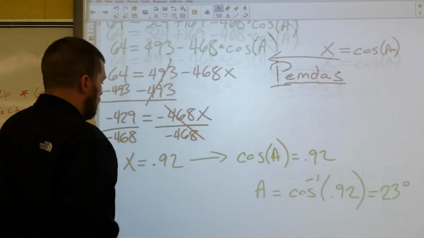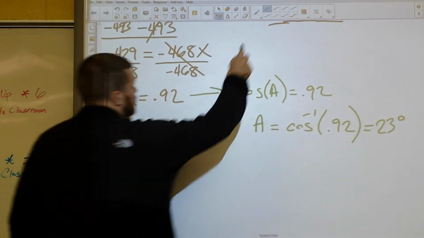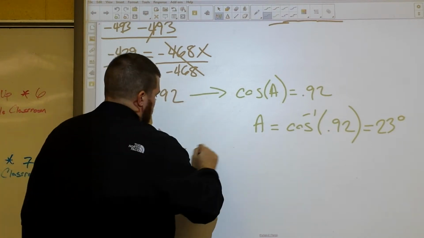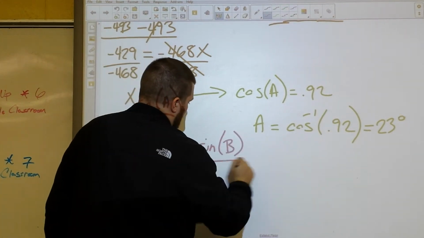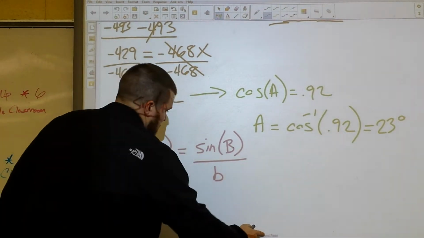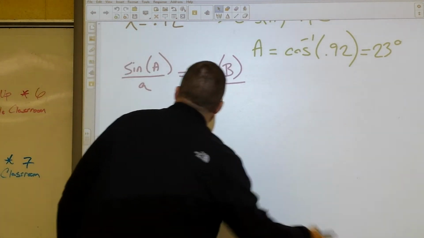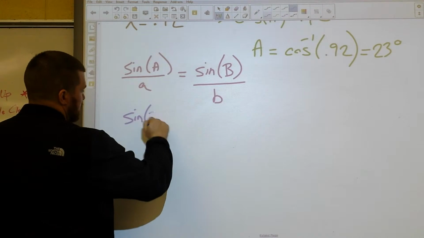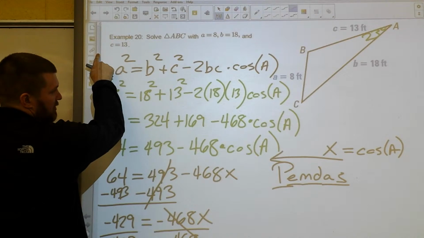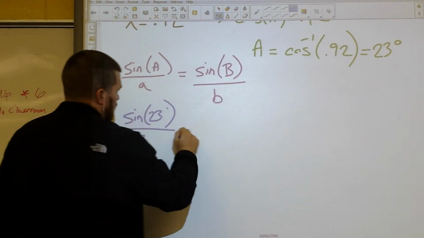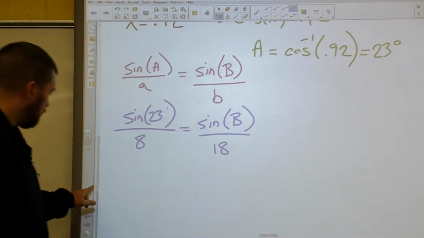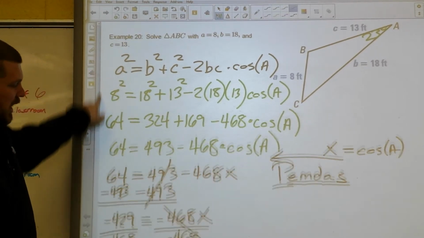So I want to say sine of angle A divided by A is equal to the sine of angle B divided by side B. And I'm going to plug in what I know. I know angle A. So I have sine of 23 degrees, which I just found, divided by side A, which was 8, and side B is 18. So angle B is what I'm finding. Side B was 18. I'm just going to go back up one more time and double check that I have all the correct information. I do.